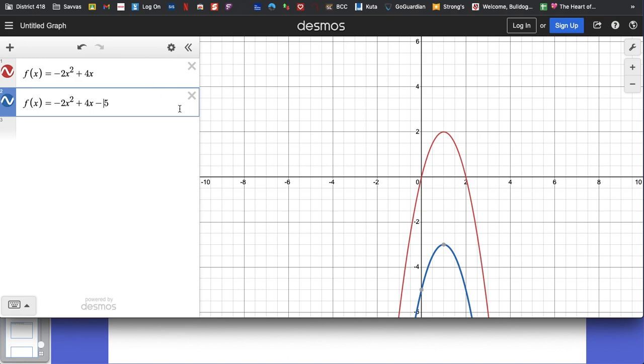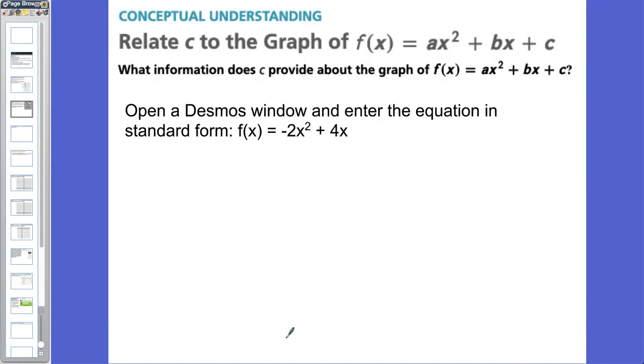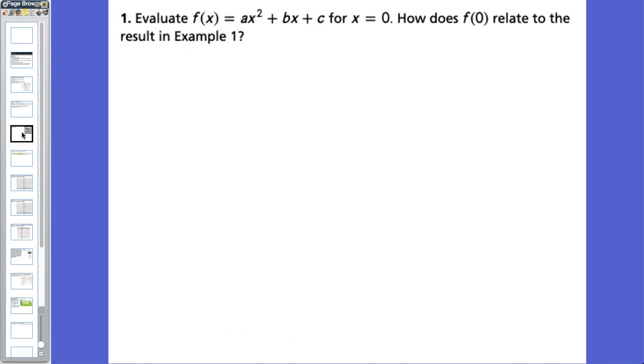So I'm going back to the slides. And the next question in the slides here is how does f of 0 relate to the results in example 1? So the thing that we just did with a function, any given function written in standard form, if we put a 0 in for x, what's going to happen?